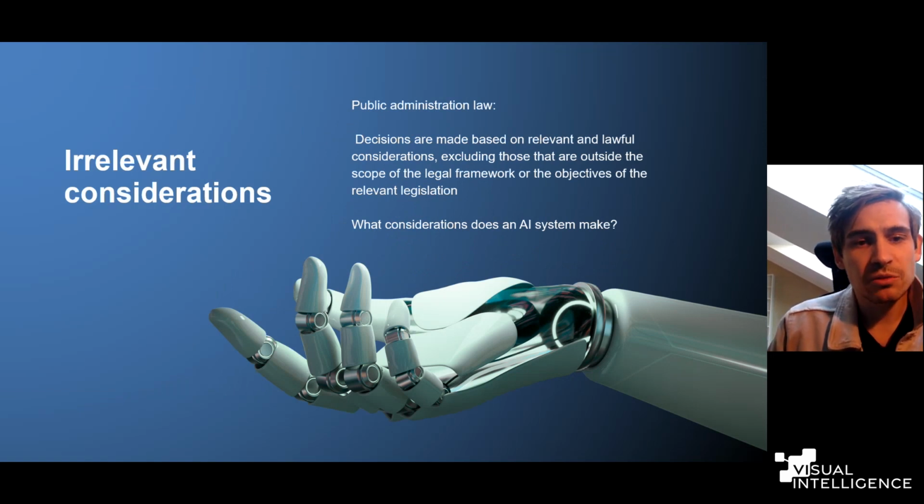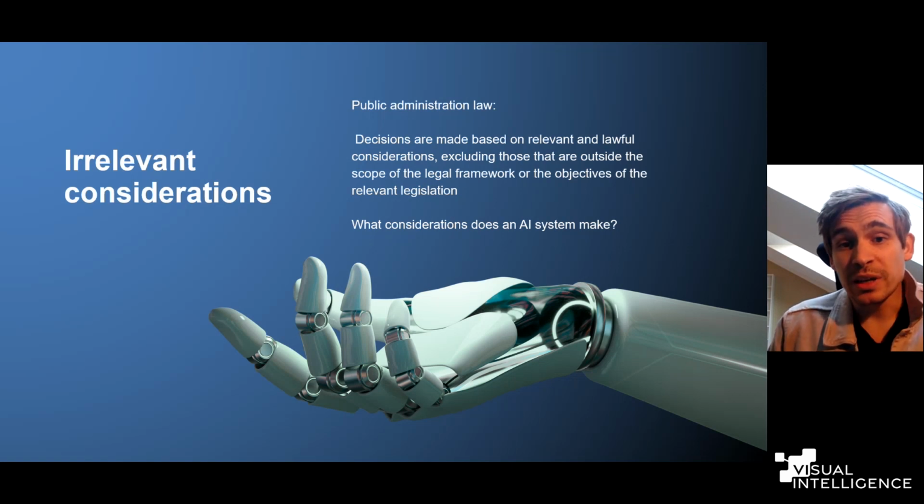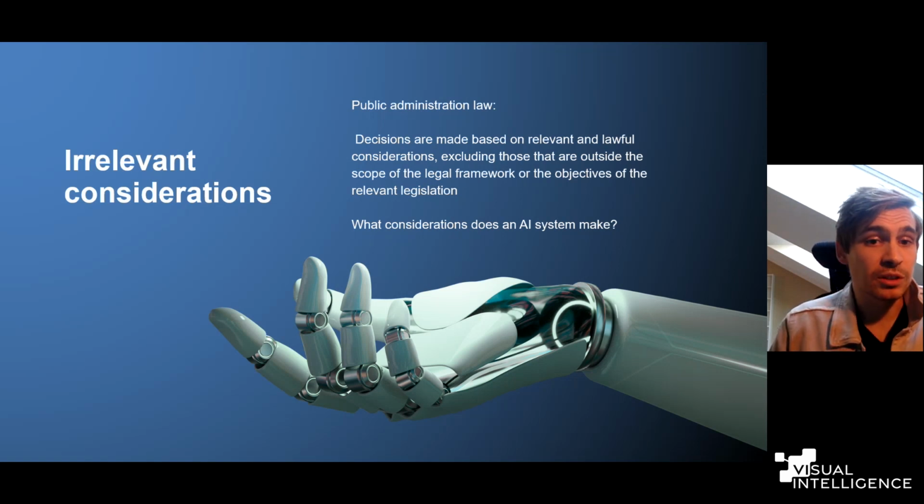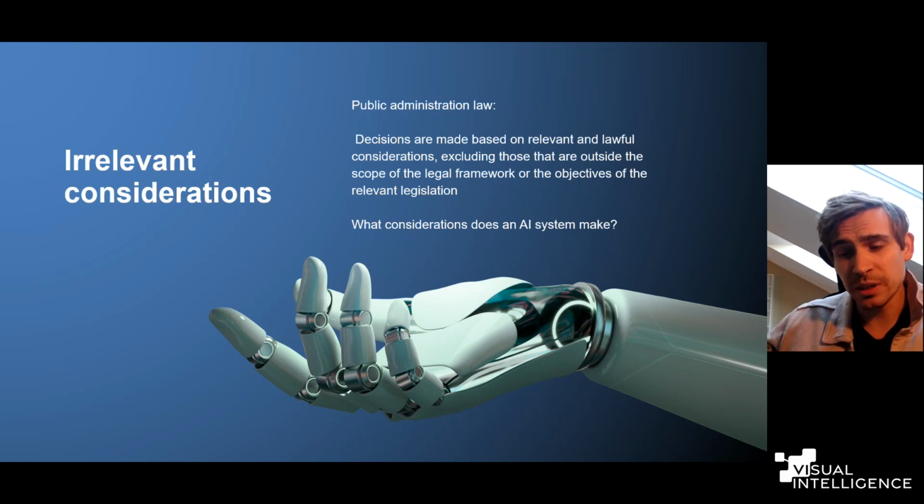Yeah, so the irrelevant considerations basically means that you need to show that decisions are made based on considerations that are lawful, excluding those that are outside the scope of the relevant law. So if you're making a decision based on the Norwegian Public Administration Act, for example, often there will be certain, we call them legislative aims. So there are certain purposes that the law is supposed to serve. And those are the most relevant considerations.